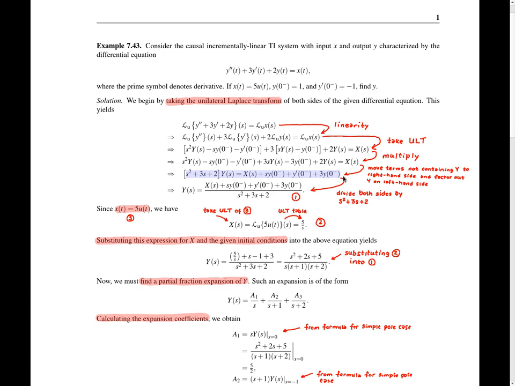Then we can divide both sides of the equation by s squared plus 3s plus 2, in other words, by this factor here that's written in the annotation. And by doing this, we obtain that big Y is given by this particular formula here.